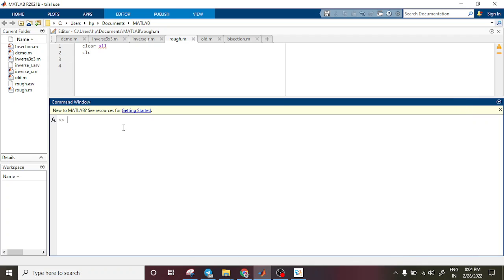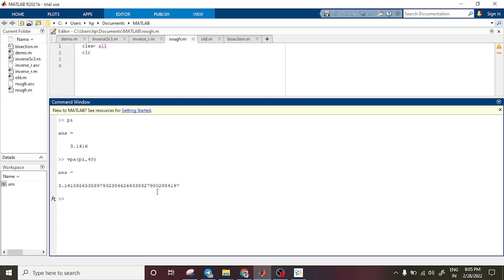Okay, so first we are starting with pi. If I write down pi, I get all these numbers, so this is the value of pi. But if I want a longer number, what I have to do is use vpa, pi, and I need 40 digits, so I get pi to 40 digits. These are the 40 numbers in pi.